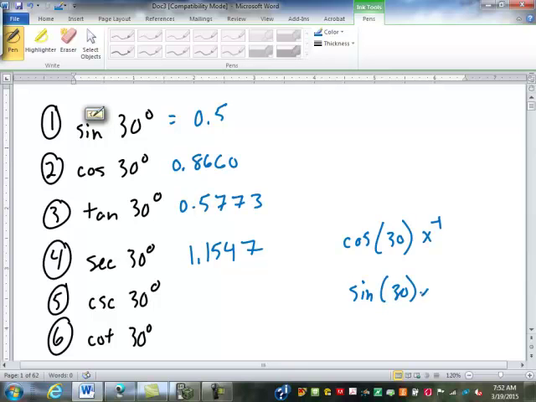Yep, so it'd be like this, right? So this would be 2. Yep, that's what I got. And then this would be tangent of 30 x negative 1. 1.7321, isn't it? Yeah. Everybody's really comfortable with those? Make sure you have that process in your notes.